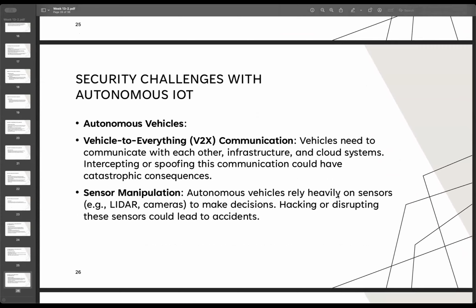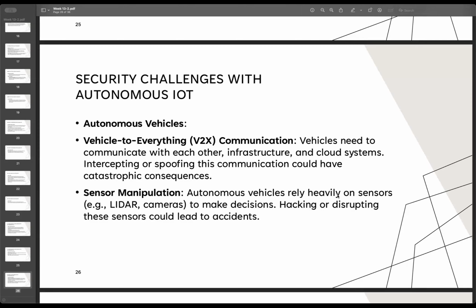And one of the things for the self-driving vehicle is the vehicle-to-everything, V2X, or V2V communication, but let's make it short. V2X communication lets vehicles communicate with each other, infrastructure and cloud systems, and attackers may intercept or spoof this communication. That can have catastrophic consequences.